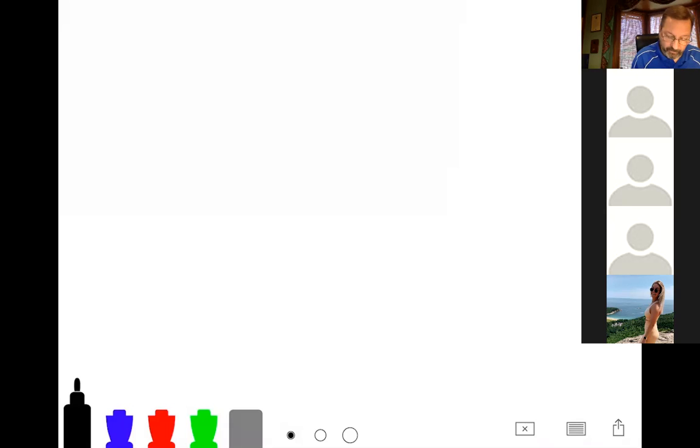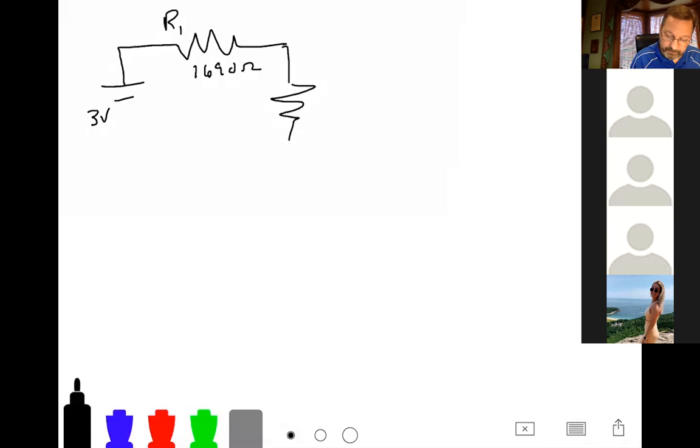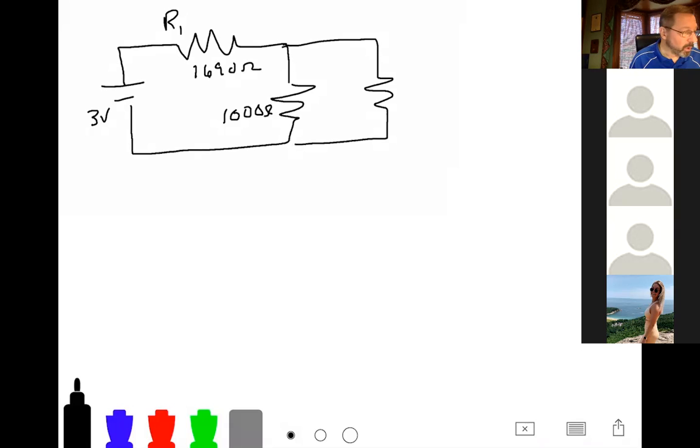All right, so I've got the 3-volt battery. There's my 3-volt battery. And I've got a resistor, and we said that was 1690 ohms. And I guess I called that R1, okay? Then I went to a parallel combination. And one of these was 1,000 ohms. And the other one was 3,000 ohms. Okay, and let's see, we called this, I guess, R3.